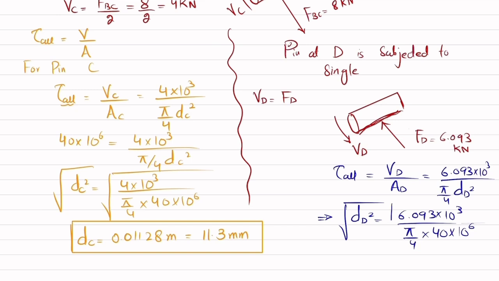So if you take the square root on both sides, you will get the diameter of pin at D will be equal to 0.01393 meter, or in millimeter it will be equal to 13.9 millimeter, which is the answer of this question. And that was all about this problem 1-84.